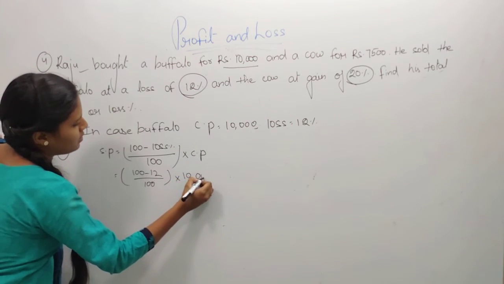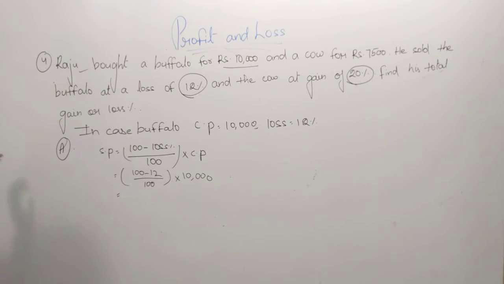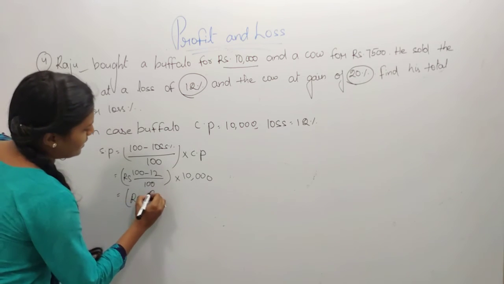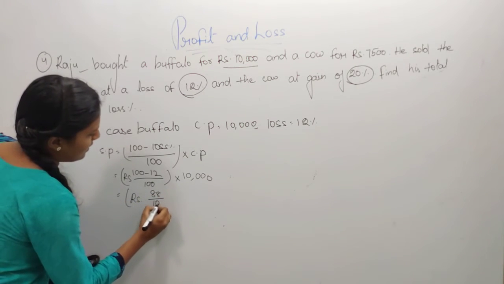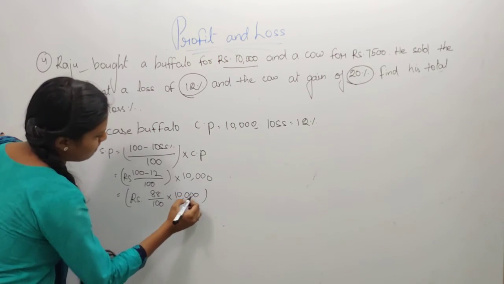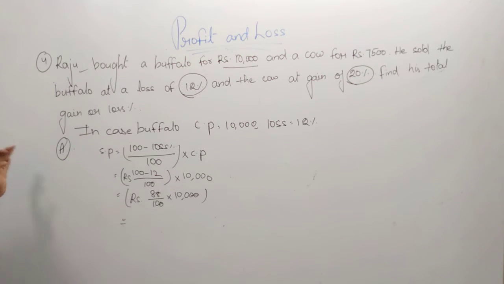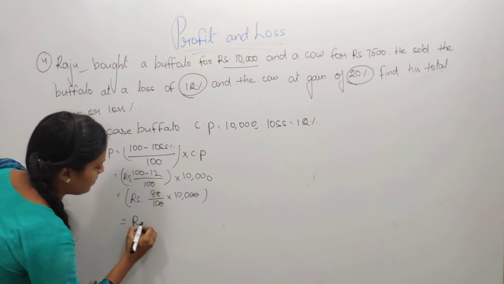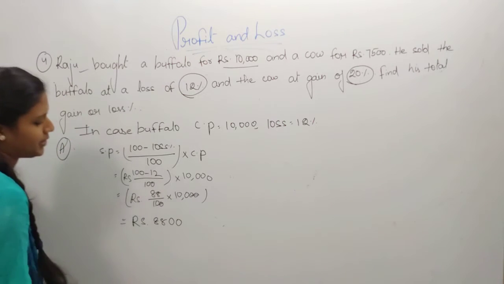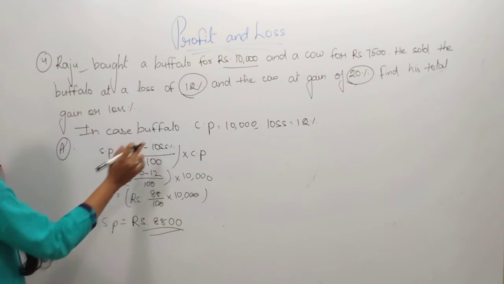10,000. Okay. Now subtracting this, what answer will we get? Rupees 88 by 100 into 10,000. Okay. By doing all the cancellation, what final answer will we get? How much? Rupees 8,800. This is the final answer. SP we got, in case of the buffalo. We just found it out.